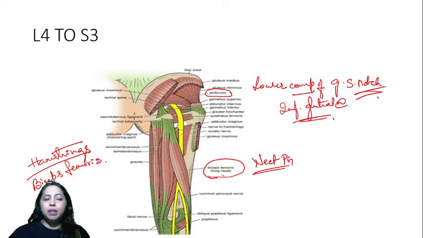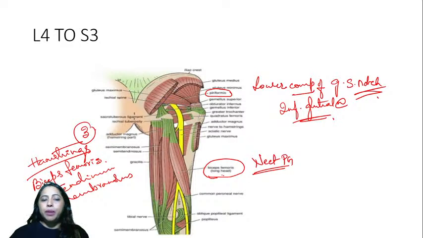You have semitendinosus, semimembranosus. So these are the three muscles that you can see in the back side of the thigh. They are called hamstrings. They are supplied by the sciatic nerve. And you can see how nicely it is secured behind the biceps femoris long head.